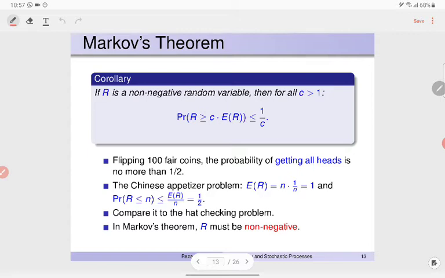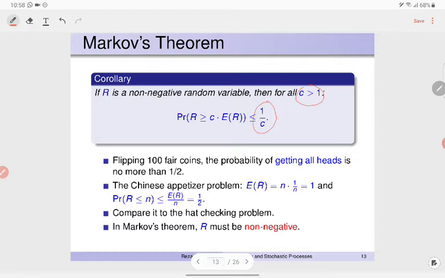Let's look at the corollary. If R is a non-negative random variable, then for all c larger than 1, it cannot be smaller than 1, the probability that R has a value more or equal to c multiplied by the expectation of R must be less or equal to 1 divided by c. Look at this, this is a polynomial bound. And this bound is actually the best that we can do based on only this knowledge of the expectation. And this is the best in the sense that it holds without any condition whatsoever, including independence.